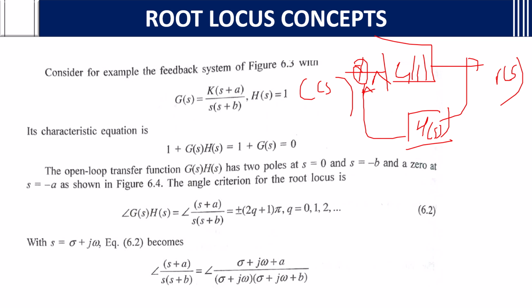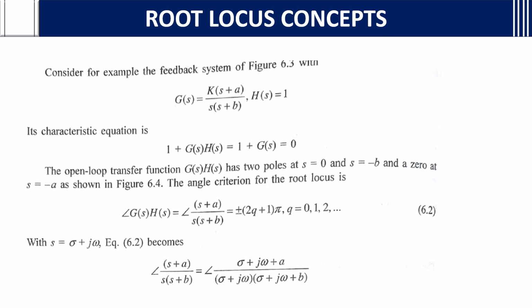In the example feedback system, G(s) is given as K(s+a) divided by s(s+b), and H(s) is the feedback. The characteristic equation, as I told in the previous module also, is nothing but 1 + G(s)H(s) = 0. You put G(s) and H(s); here H(s) is 1, so 1 + G(s) = 0.